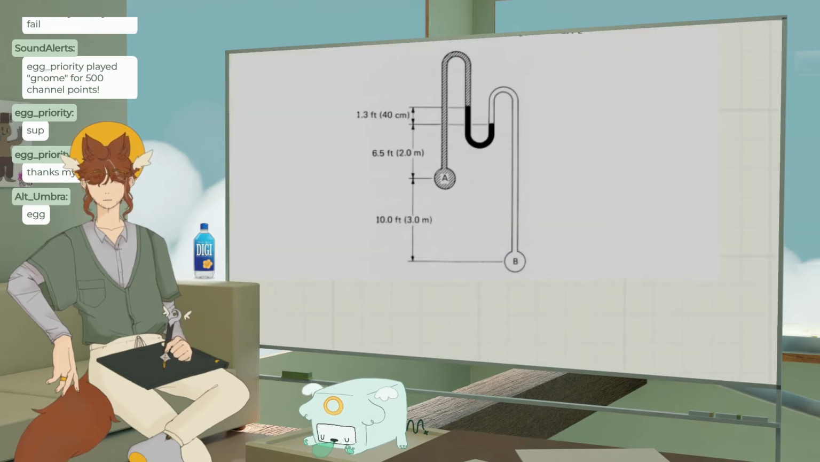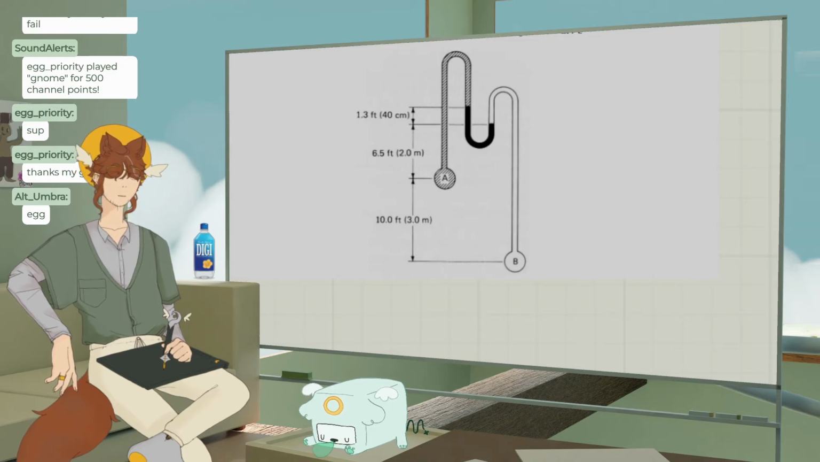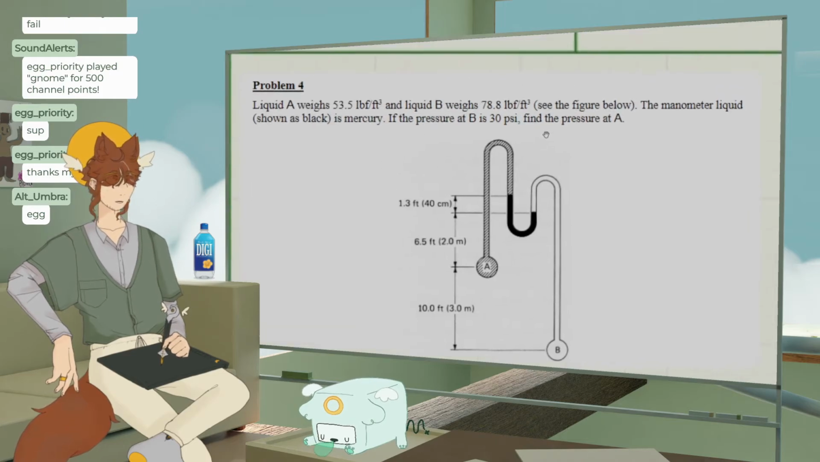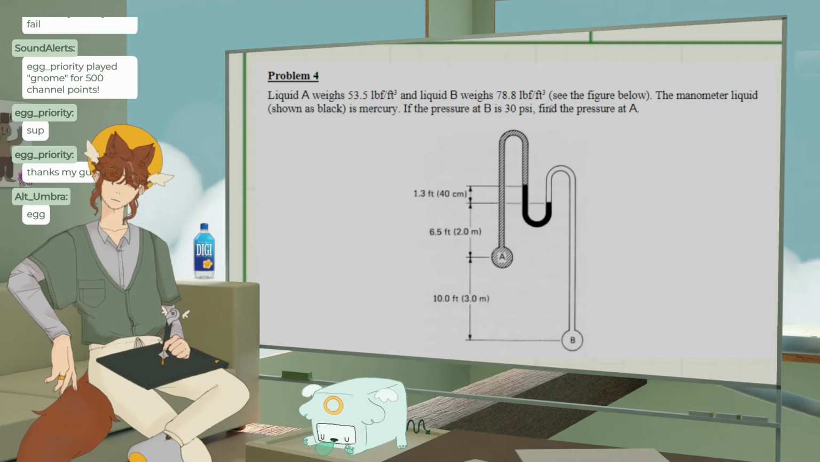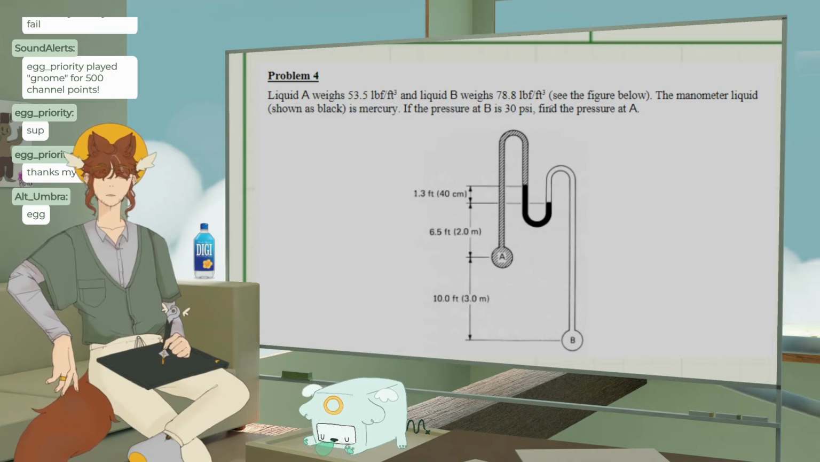Okay. Liquid A weighs... okay, so that's its specific weight. Oh, you can't read it. Here's a picture. Don't look at anything. There we go. Liquid A weighs that much, and it weighs the other much. The manometer shown is mercury. If the pressure at B is 30 psi, find the pressure at A. Okay.